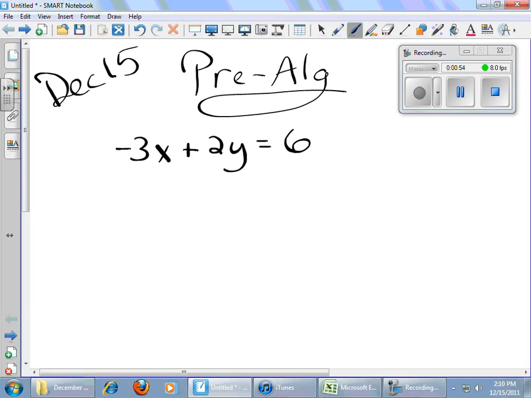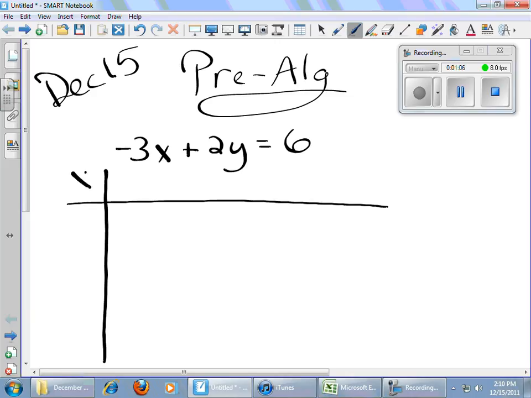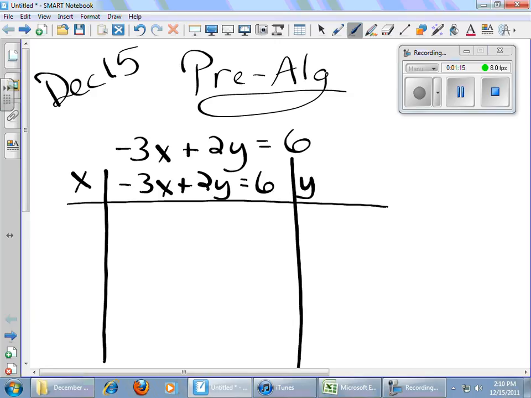And actually, this has lots of applications in the real world. You don't see them right now, but definitely I'll show a little bit of them. But in Algebra 1, you'll see more and more of them. All right, so let's take our table. I'm going to have x. I'm going to write down negative 3x plus 2y equals 6. Write down y, and then I need my point x, y.